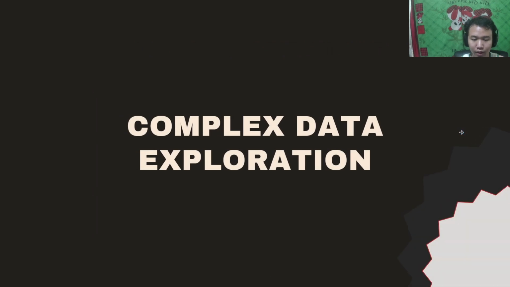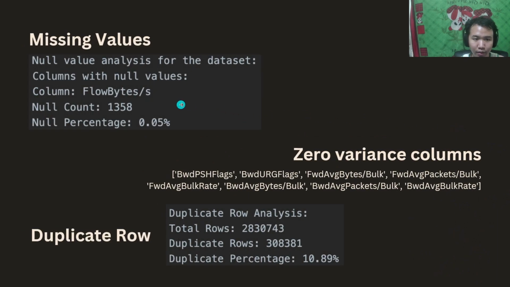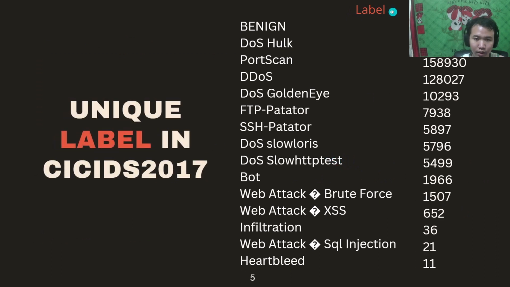Here is our exploration of this data. It had missing values, around 0.05% of the whole information. It has some zero variance columns, and it had duplicate rows, which is 10%. This is the table showing the unique levels in the data that we'll be using.